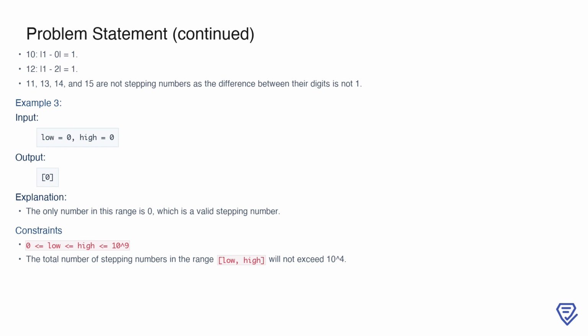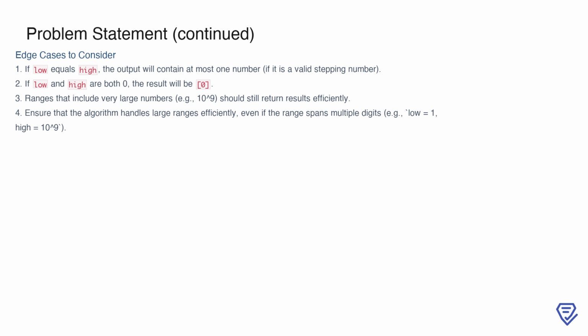In the third example, when the range is from 0 to 0, the output is simply 0. Since the range includes only one number and 0 is inherently a valid stepping number, it is directly included in the output. When solving this problem, there are several edge cases to consider. First, if low equals high, the output will include just one number, provided it is a valid stepping number. For instance, if both low and high are 0, the result will be 0.